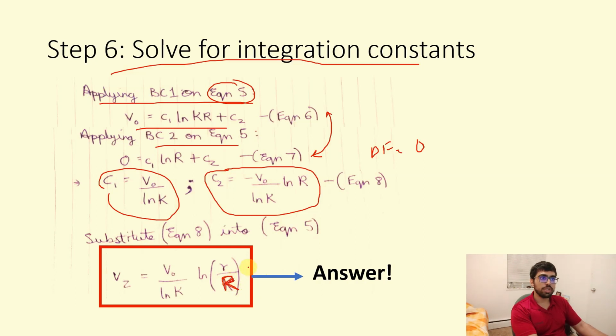So we will substitute these two, equation 8, back in equation 5, which is the one with the unknowns, and finally obtain Vz. So this is our final answer. If you have any questions, please comment and we'll answer them. And that's it, that's the answer.